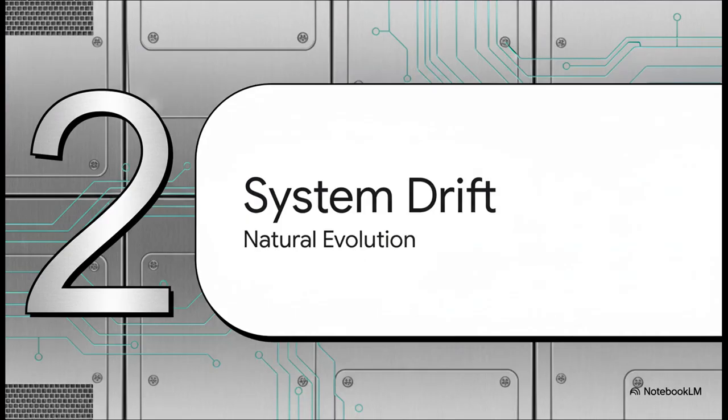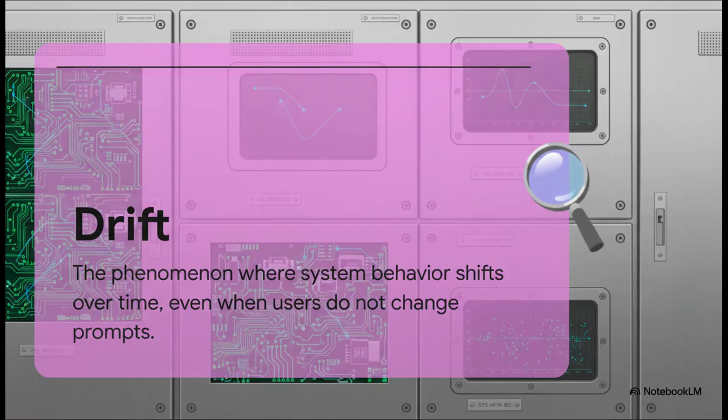All right, so if these systems are constantly changing, what do we actually call that? Well, this brings us to a super important term for anyone operating AI: system drift. Let's get into what that actually means. So, drift, what is it? It's that gradual shift in a system's behavior over time. And look, the most critical part of this whole definition is that last phrase, even when users do not change prompts. This isn't about people trying new things. This is about the system itself changing, right from underneath them.